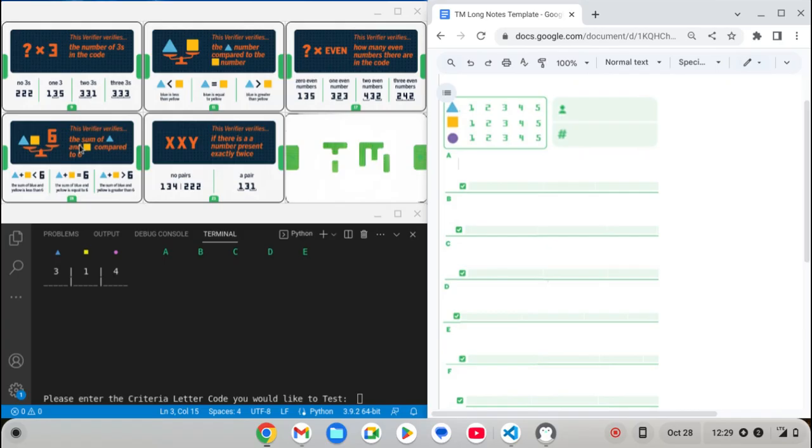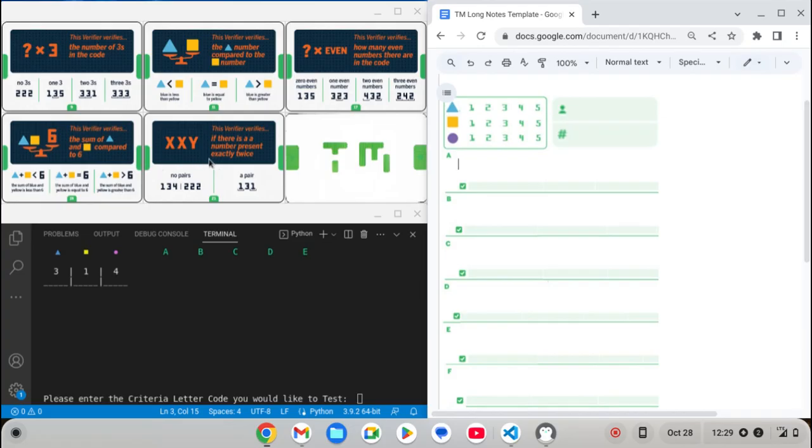Criteria card D will again take a look at our first 2 digits, triangle and square, but this time it'll add them together and compare that sum to the number 6. So should the sum be less than 6? Should it be equal to 6? Or should the sum be greater than 6?